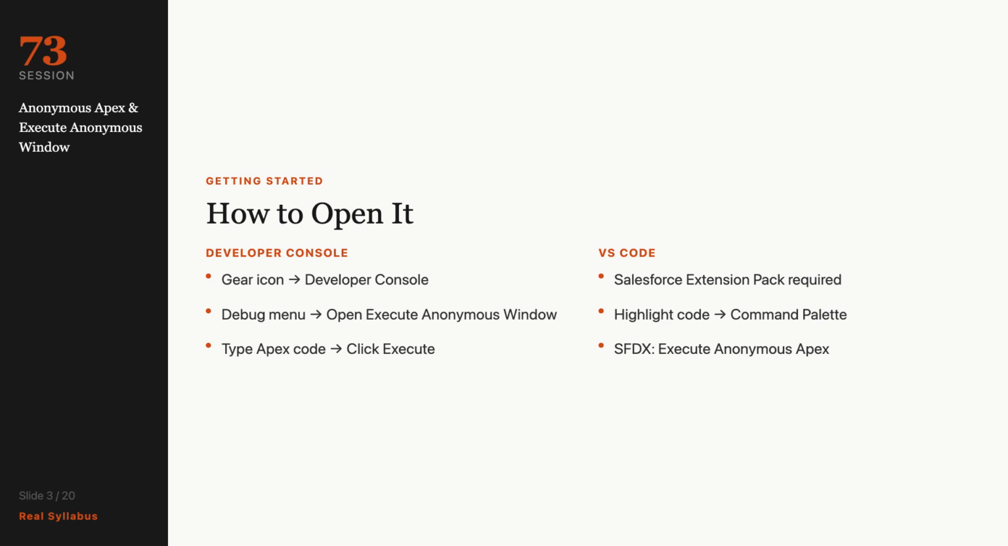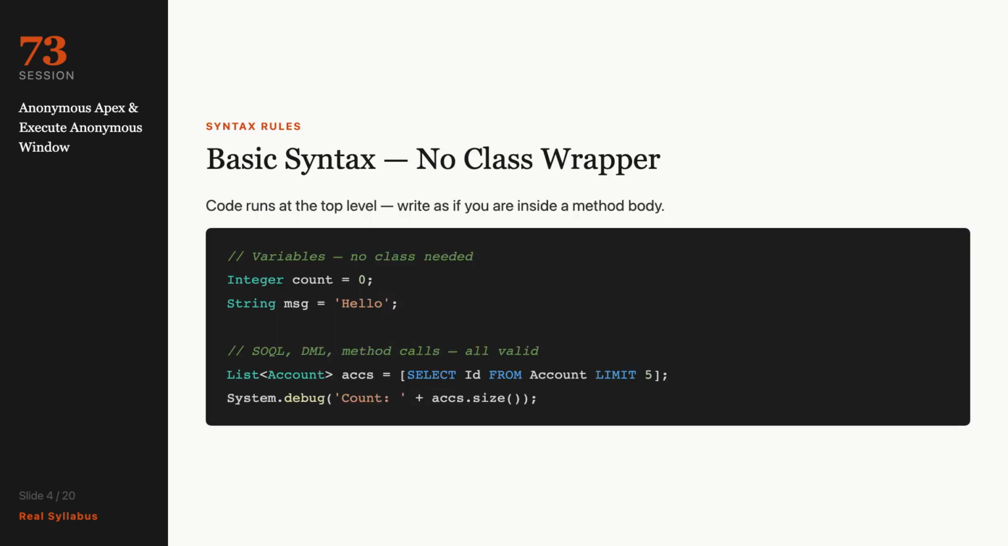The syntax is Apex, but without the class wrapper. You write code as if you are inside a method body. Variables declared here are local to this execution. They do not persist between runs. You can call SOQL queries, perform DML operations, call methods on deployed classes, and use system.debug to inspect values. You can also use system.assert to validate that conditions are met, which causes the execution to throw an exception and halt if the condition fails.